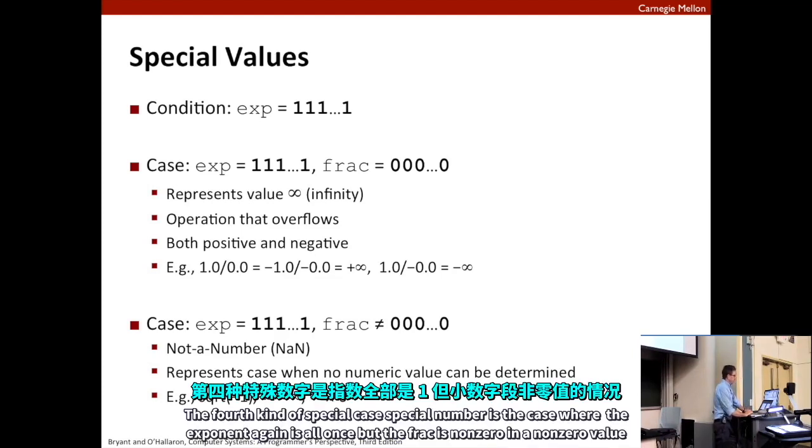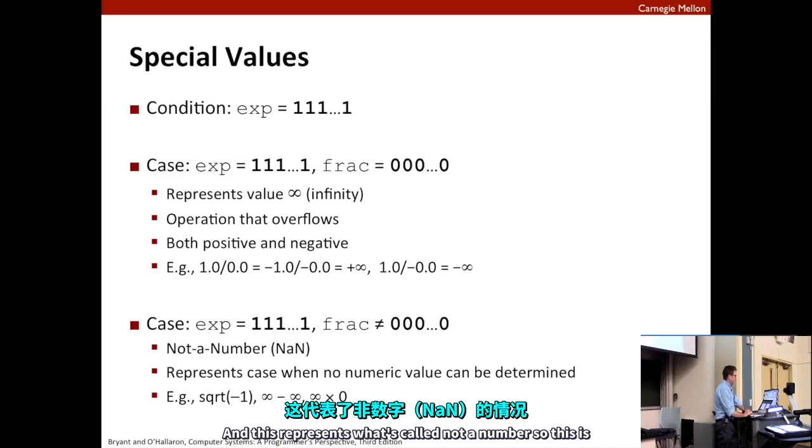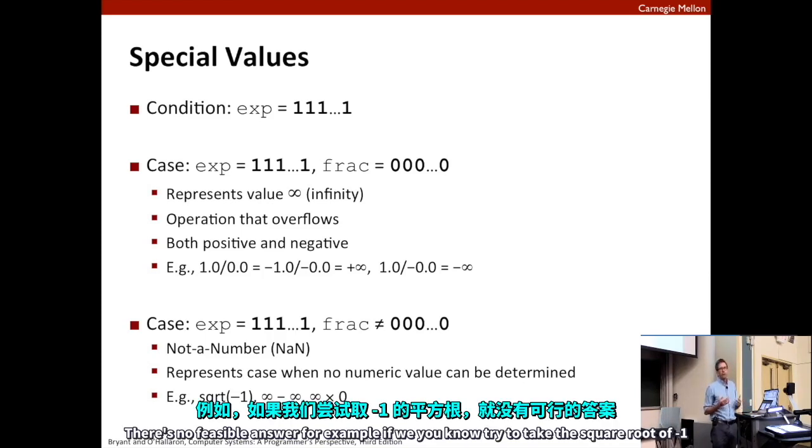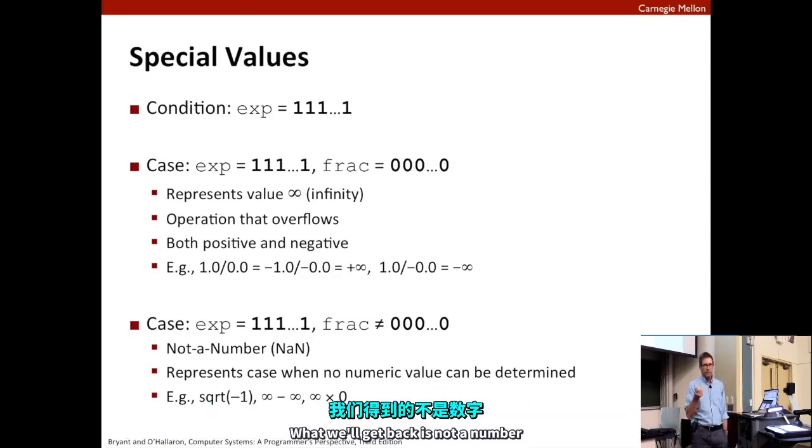The fourth kind of special number is the case where the exponent again is all 1s, but the frac is non-zero, any non-zero value. This represents what's called not a number. It handles cases where there's no feasible answer. For example, if we try to take the square root of minus 1, what we'll get back is not a number.